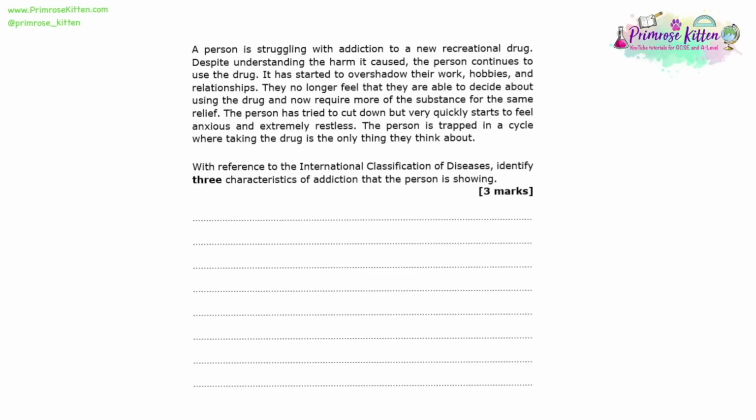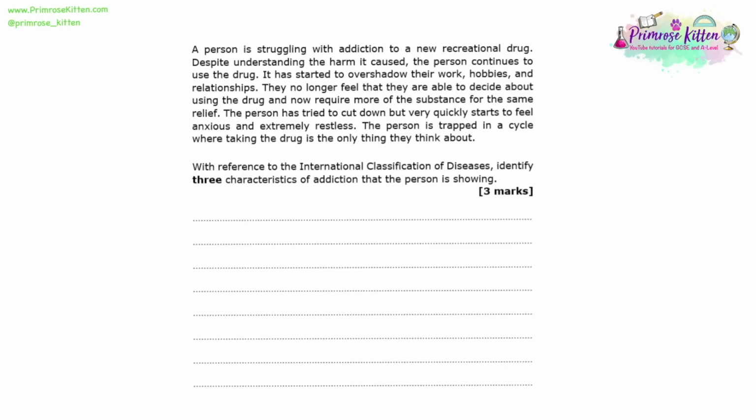A person is struggling with addiction to a new recreational drug. Despite understanding the harm it caused, the person continues to use the drug. It has started to overshadow their work, hobbies and relationships. They no longer feel that they're able to decide about using the drug and now require more of the substance for the same relief. The person has tried to cut down but very quickly starts to feel anxious and extremely restless. The person is trapped in a cycle where taking the drug is the only thing they can think about.